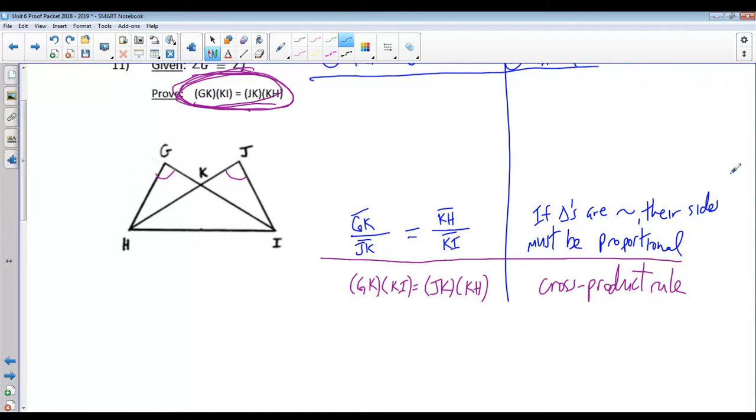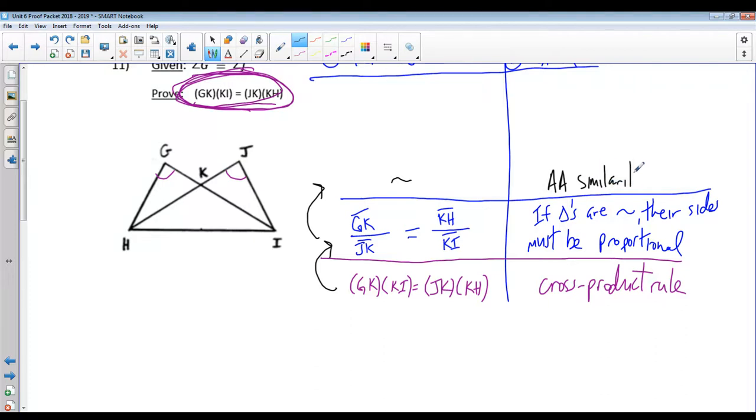All right, so I'm not saying cheating the system, but I'm being clever here. So let's go up one more step. Let's recap. In order to use the cross product rule to get my final answer, I first have to set up my proportions. And in order to set up my proportions, I first have to show that triangles are similar. And we know that's going to be done by the angle-angle similarity theorem.